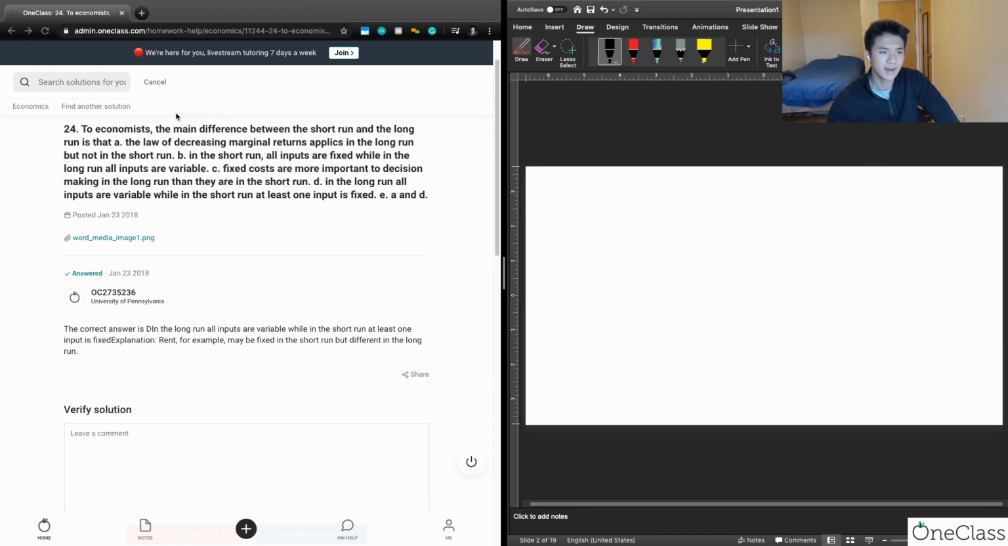Taking a look at the answer choices, then, we can see that D is going to be the right answer choice. In the long run, all inputs are variable, while in the short run, at least one input is fixed.